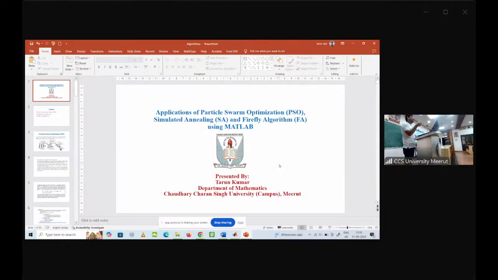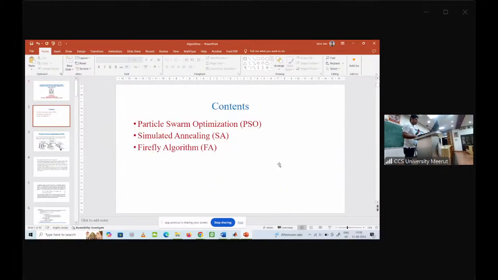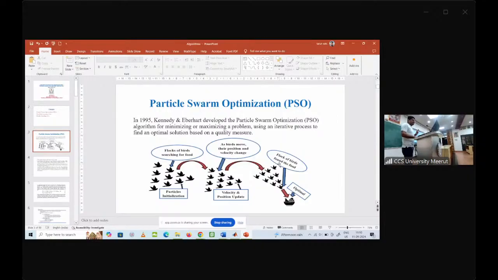पार्टिकल स्वॉर्म ऑप्टिमाइजेशन क्या करता है कि तुम्हारे नंबर ऑफ सॉल्यूशन देता है। How does this work? In 1995, Kennedy and Eberhart developed the particle swarm optimization. What is the idea behind developing this optimization technique?